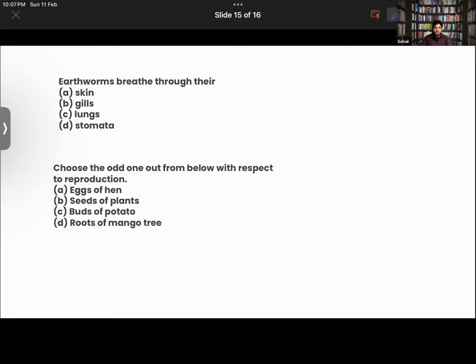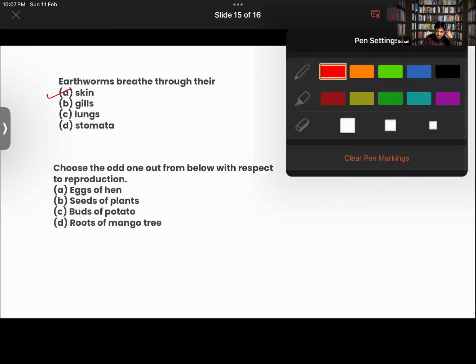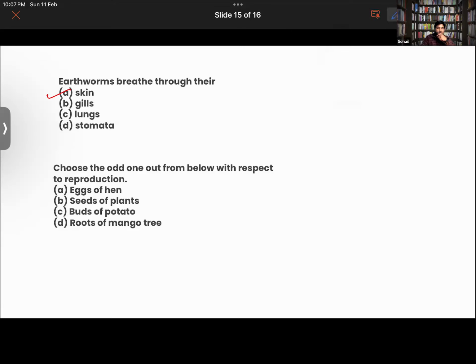Earthworms breathe through which organ? Is it the skin, the stomach, lungs, gills? That is skin, exactly. That's why you might have seen that kids notoriously sprinkle salt over the body of earthworms. And you'd observe that the earthworms would suffocate to death because of that. First of all, it causes irritation to their soft and slimy body. Second, it also blocks the pores on their skin, which helps them to breathe. So, that is the thing.